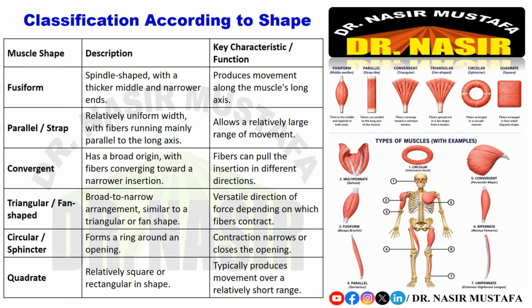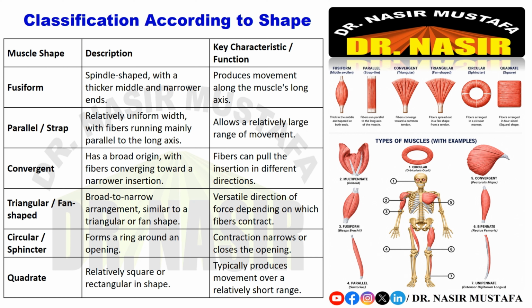Classification according to shape. Muscles can also be classified according to their overall shape. A fusiform muscle is spindle-shaped, with a thicker middle and narrower ends. A parallel or strap muscle has relatively uniform width, with fibers running mainly parallel to its long axis. A convergent muscle has a broad origin, with fibers converging toward a narrower insertion. A triangular or fan-shaped muscle is another way of describing this broad to narrow arrangement.